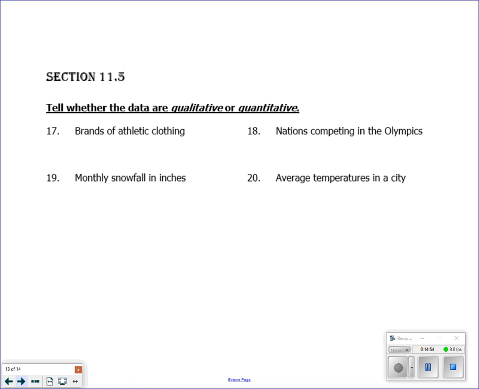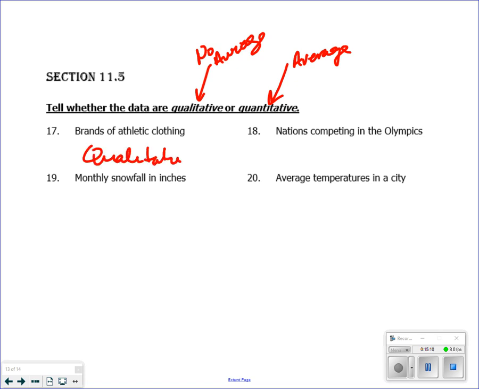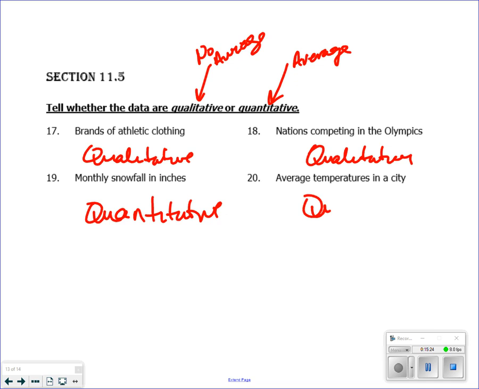Qualitative versus quantitative. Quantitative is when average makes sense. Obviously, qualitative then, no average. So here we go. Brands of athletic shoe. Finding the average does not make sense. So that is qualitative data. Nations competing in the Olympics. Again, qualitative data. Snowfall. Average snowfall makes sense. So quantitative. And average temperatures make sense. So we're talking about quantitative data.